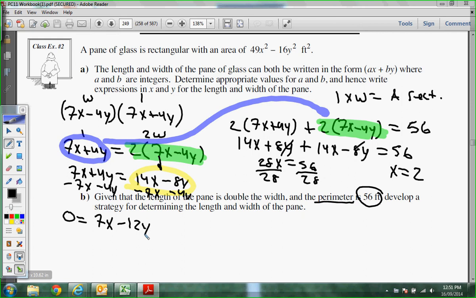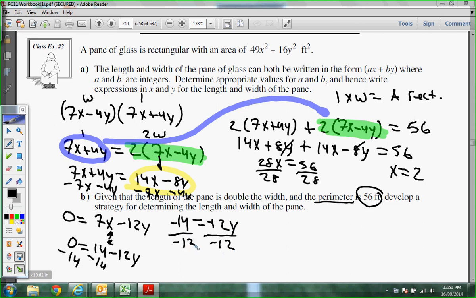We do know what x is, so I can put a 2 here. 0 equals 14 minus 12y. This one is a fraction, so that's okay. Let me get out of the way and then I'll explain it. Okay, so 7/6 ends up being what your y is. 7 over 6.